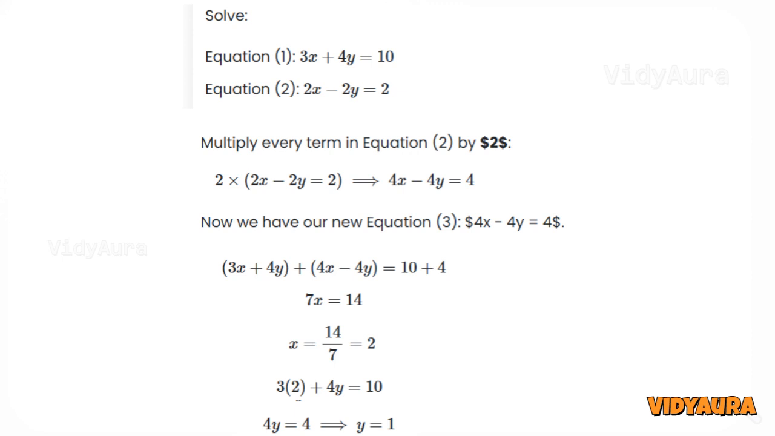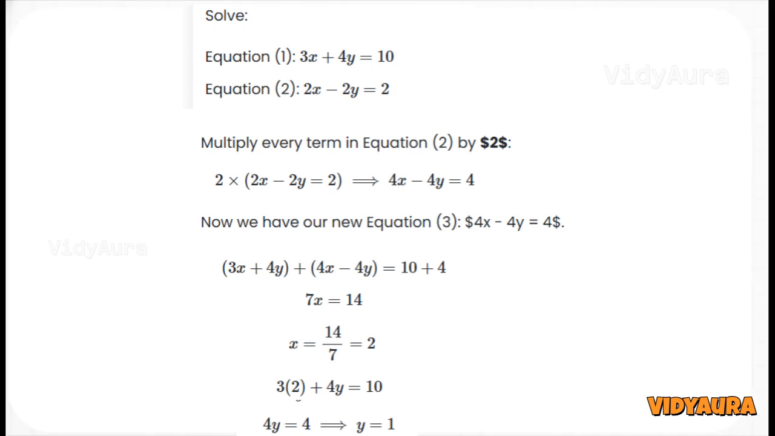So our new system is, the first equation is the same, but the second one becomes 4x minus 4y equals 4. And now for the magic moment. We just add the two equations together, straight down in columns. 3x plus 4x gives us 7x. Now here it is. Positive 4y plus negative 4y equals 0. The y variable is completely eliminated. It's gone. And on the other side, 10 plus 4 is 14.